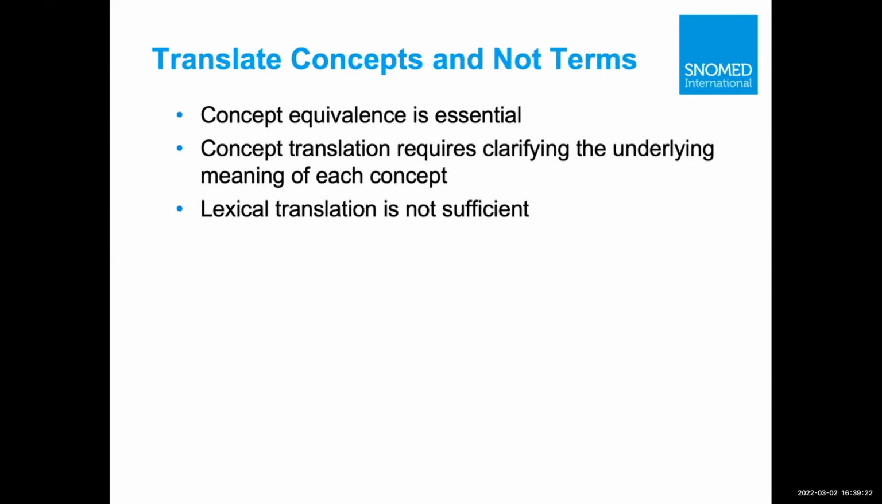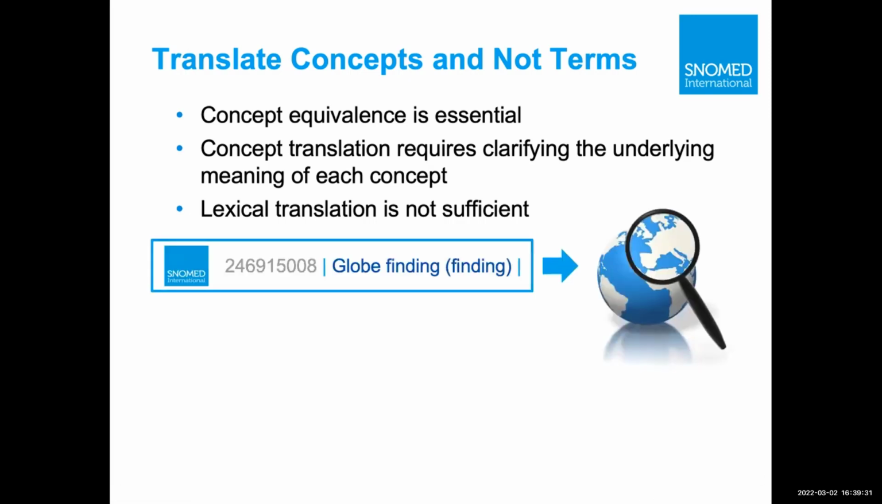Instead, the focus should be on ensuring that the translated term is an accurate representation of the meaning of the concept. An example of why pure lexical translation is not sufficient is this translation of the concept globe finding. In many languages, the term globe is only associated with the planet Earth. However, an understanding of the context and meaning of this term is required.